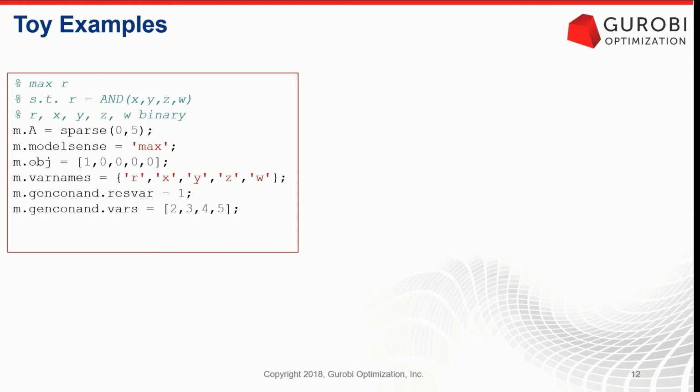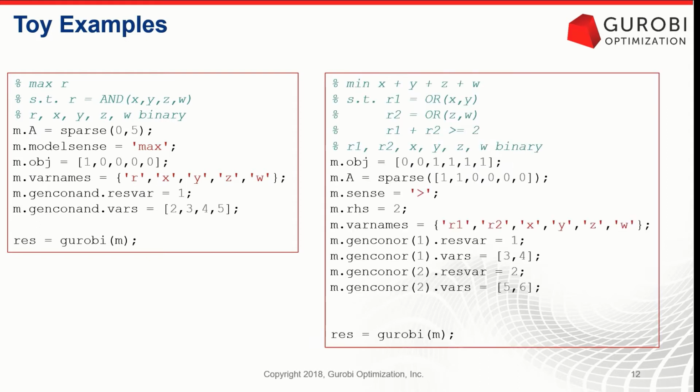Now let's see what we can do for the AND. So here we say that m.genconand.resvar, so the resultant variable, has the index 1, meaning it is the first variable in the indexing space for variables. Next we define the field vars in the genconand struct. And these are the indices of all the other variables that play a role in this constraint. And that's pretty much it. So now we can solve it, and as you would have guessed, the optimum solution will be 1, with all variables set to 1, but that's not so important here.